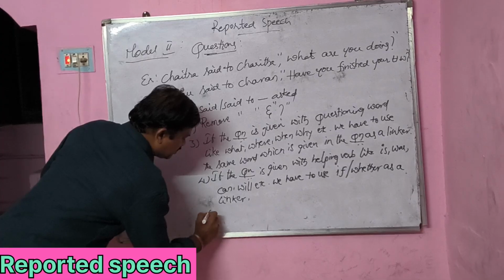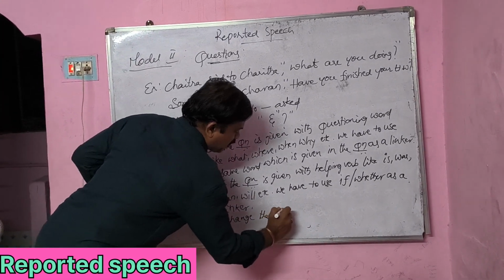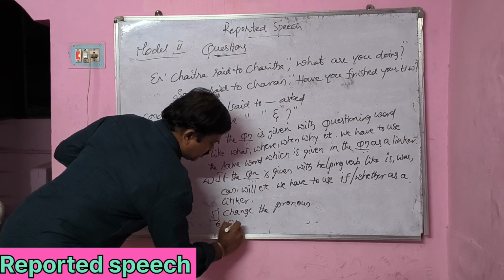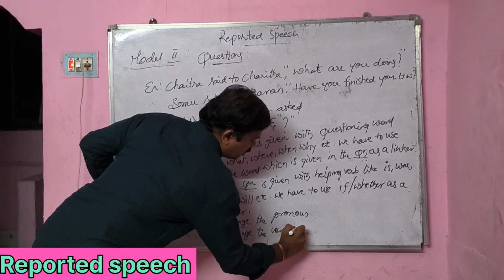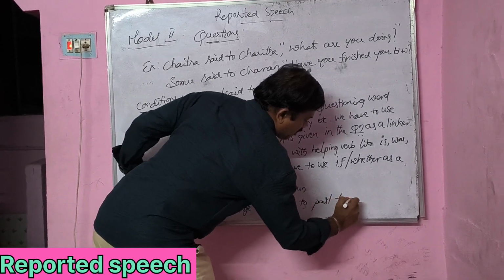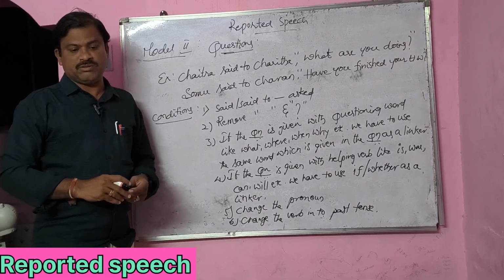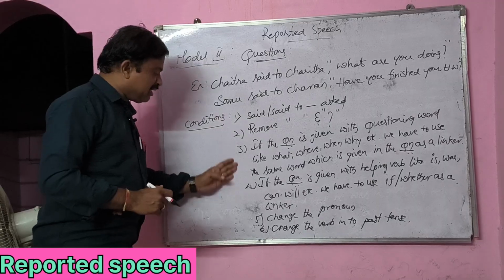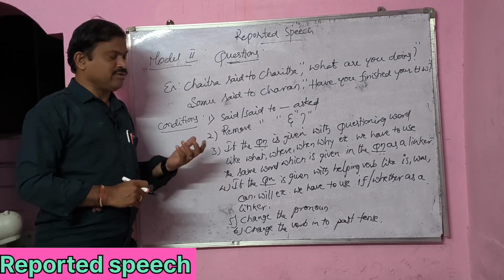Next, same thing, the remaining things. Change the pronoun. Next, change the verb into past tense. The last condition: change the adverb if there is one. Okay, so like that, if you get any question model, by applying these conditions, you have to change it into reported speech. Now we can see with examples.